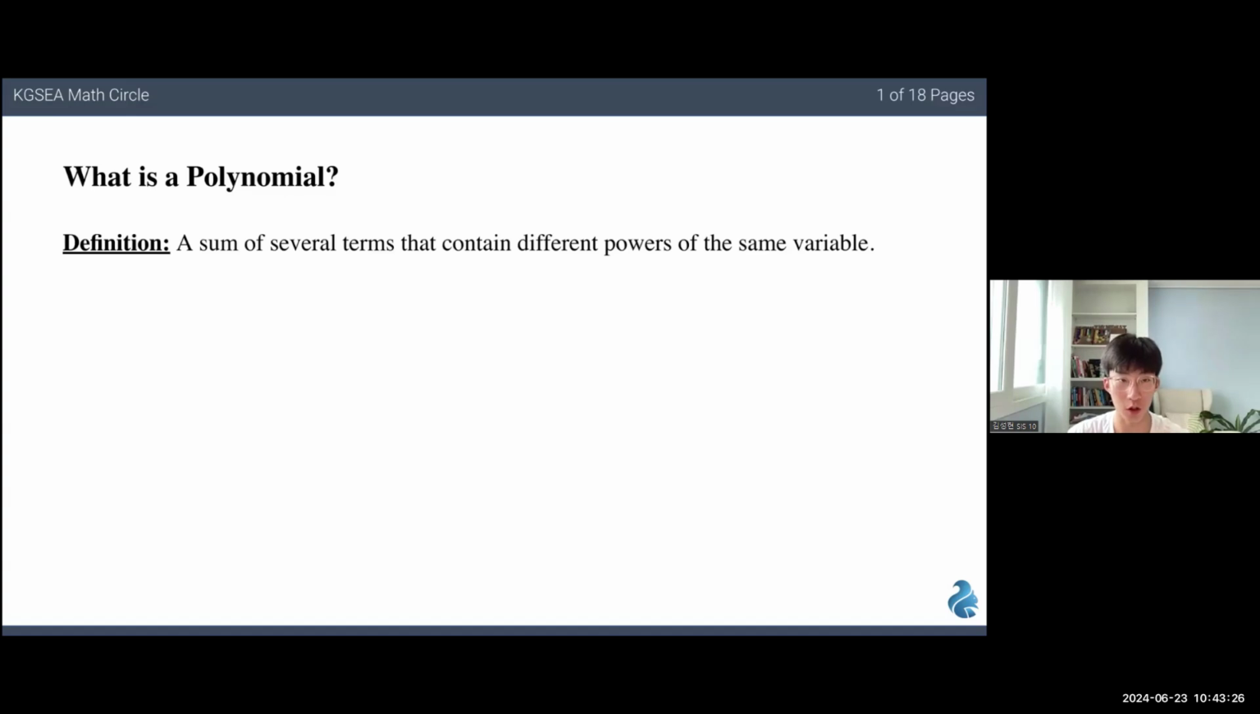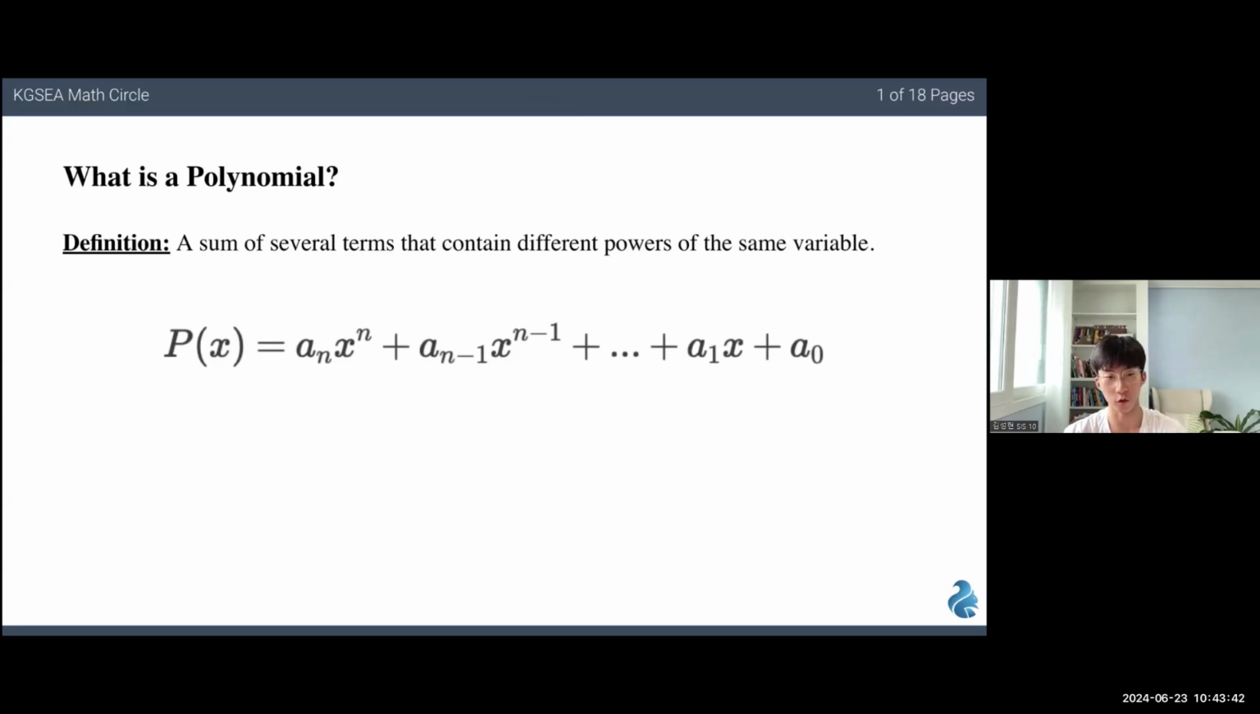So a polynomial is a sum of several terms that contain different powers of the same variable. And throughout this presentation, I'll normally denote a polynomial as capital P of x, where x is the variable. So expressed mathematically, you would get this sort of form where P of x is equal to a sub n times x to the nth all the way to plus a sub 0, which is the constant term.